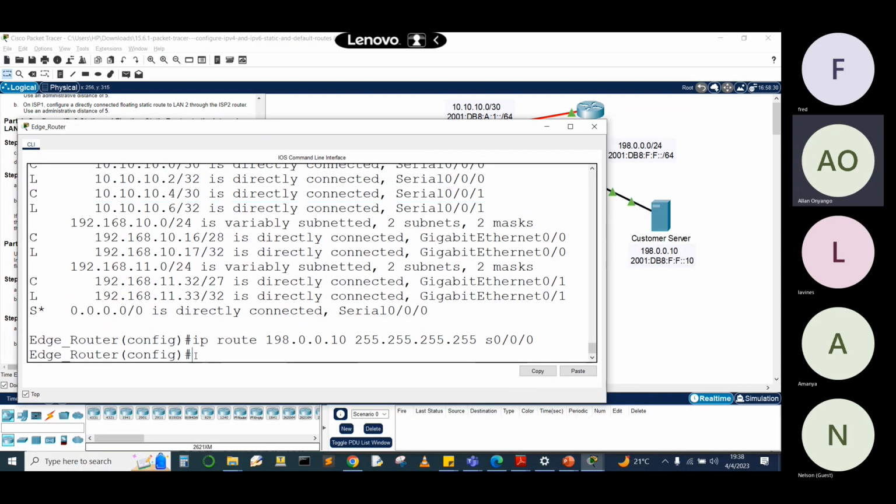So the same thing, we say IP route 198, sorry, the spelling of route is a problem here. IP route 198.0.0.10. The subnet mask is 255.255.255.255. This time around, we put the exit interface as S0/0/1, and then we're going to put an AD of 5, without forgetting that, as we were actually told.